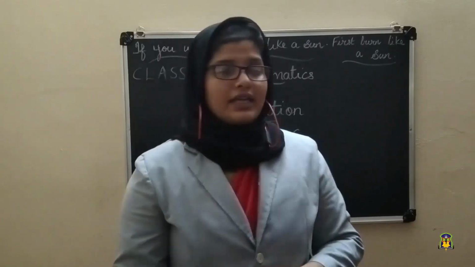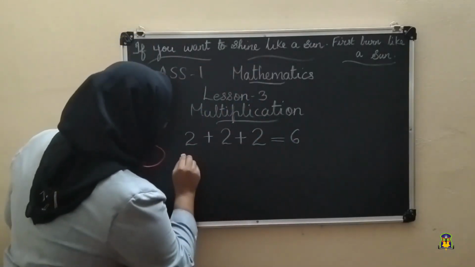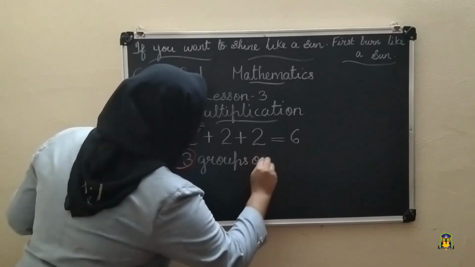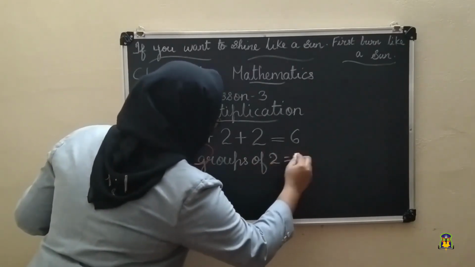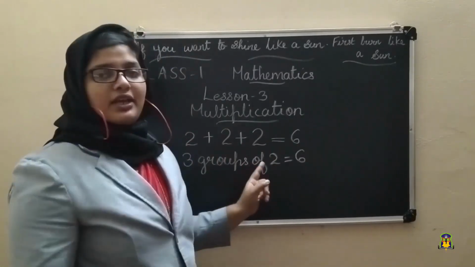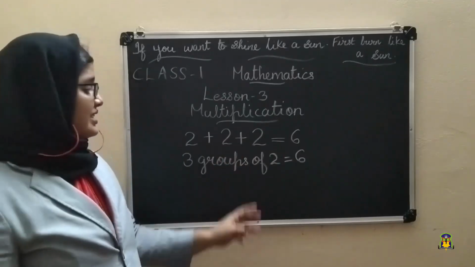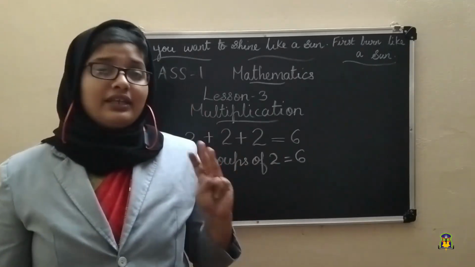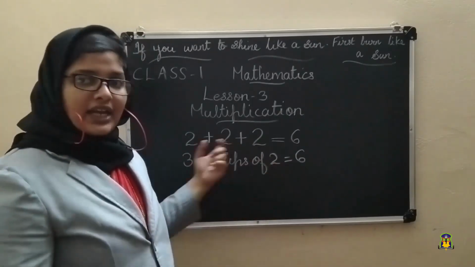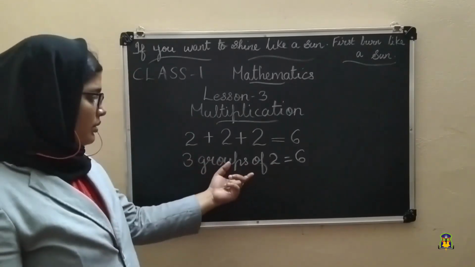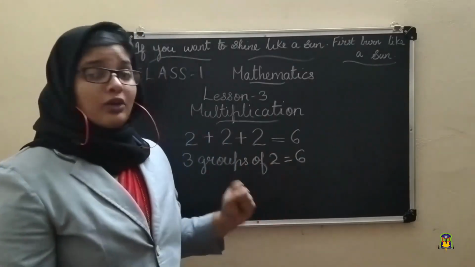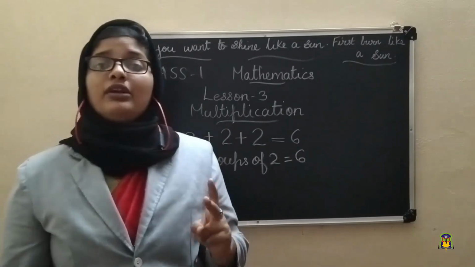So we have to write 3 groups of 2 equal 6. 3 groups of 2. That means how many 2's are there? How many 2's did we add? Yes, 3 2's we added. So we have to write 3 groups of 2. How many times we added that 2, that we have to write as a group. So 3 groups of 2 equal 6.